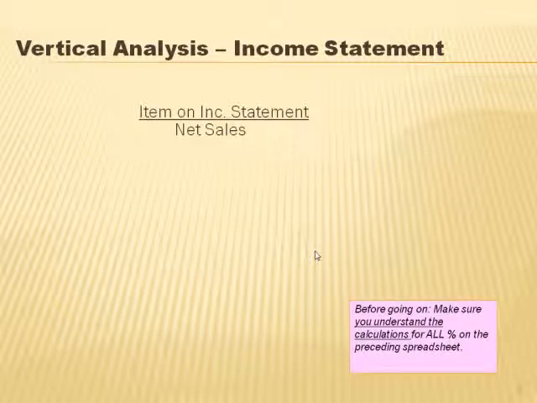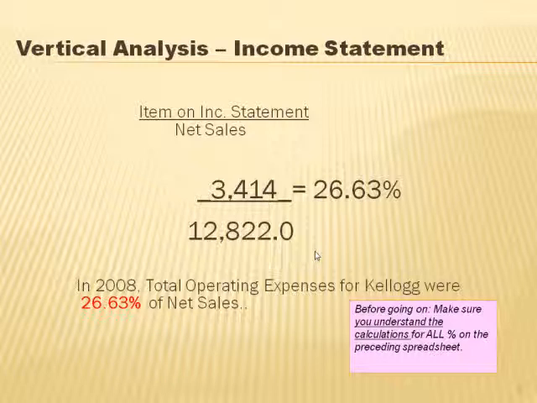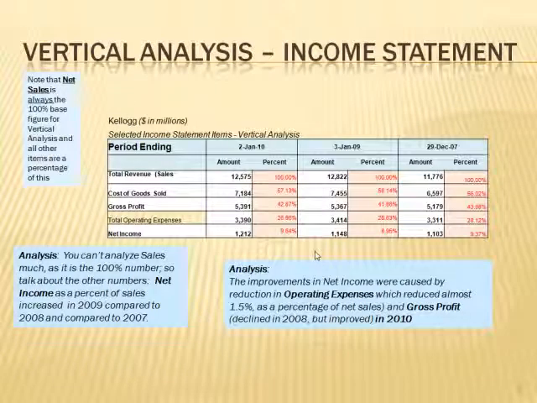So let's review that calculation. Operating expenses in 2008 were $3,414. They're compared to net sales for 2008, and you show that they represent 26.63% of net sales. Okay, so looking at this income statement, I went ahead and added cost of goods sold here just because I think it's interesting.